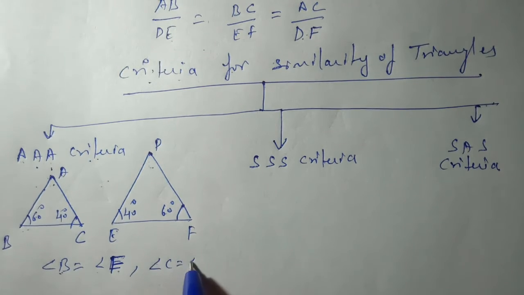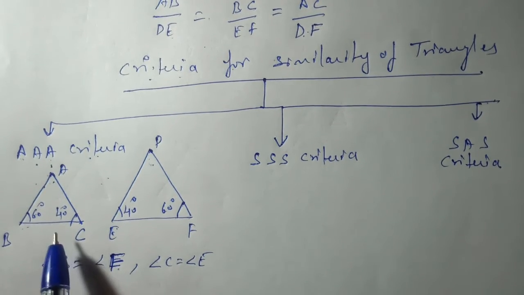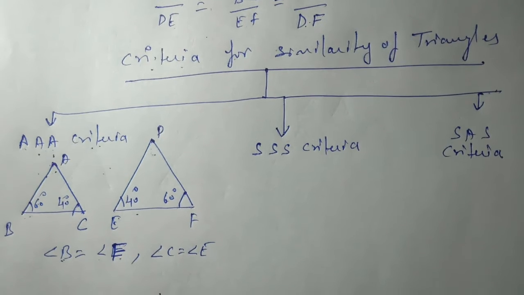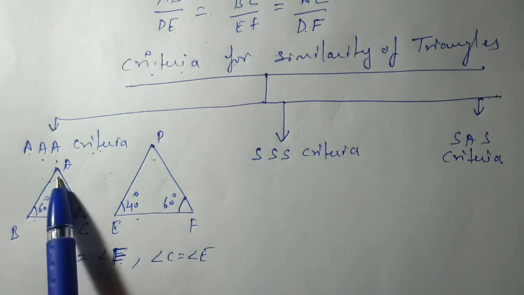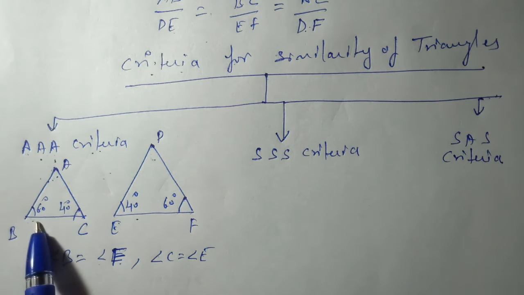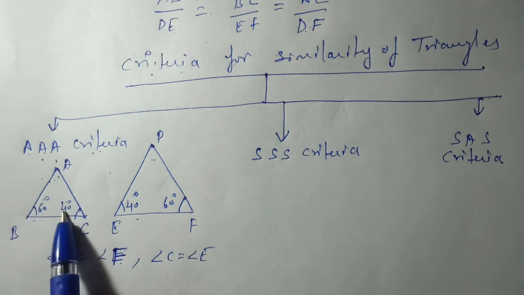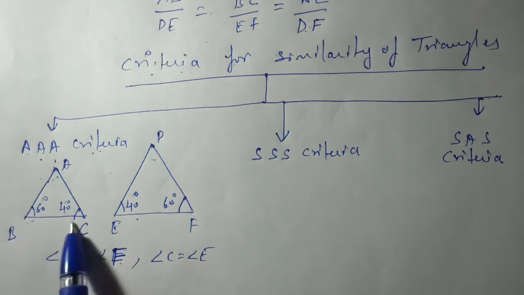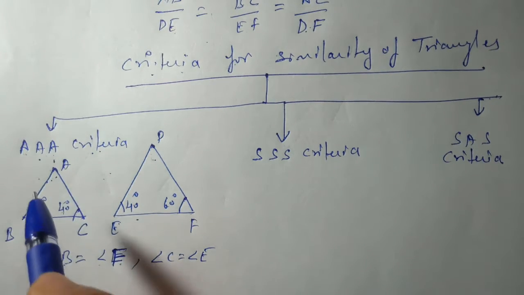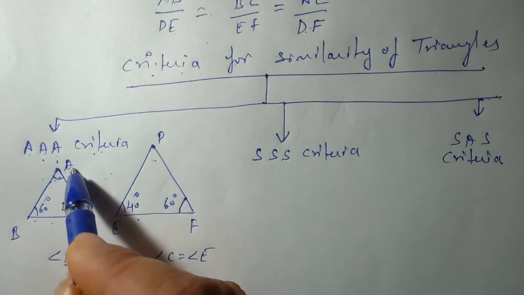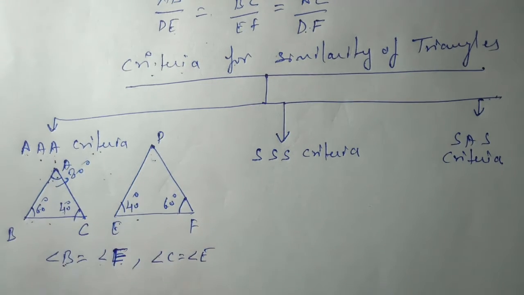Angle C is equal to angle E because both of them are equal to 40 degrees. Then if we find the value of angle A on the basis of the angle sum property, 60 plus 40 will be equal to 100. And we know that the sum of all three angles is equal to 180 degrees. So 180 degrees minus 100 will give 80 degrees. So it means angle A will be equal to 80 degrees.